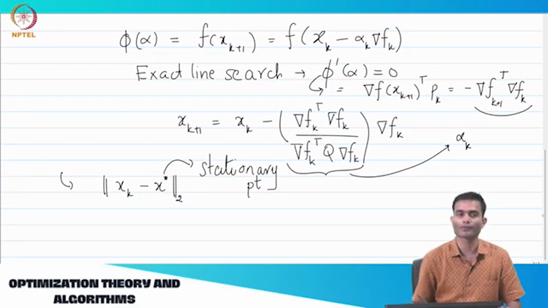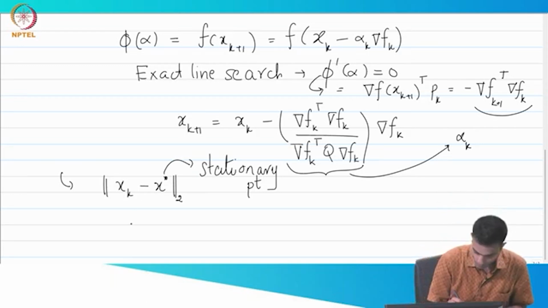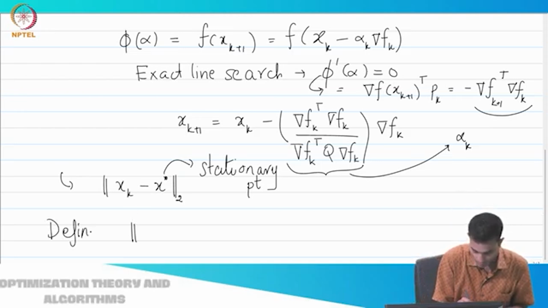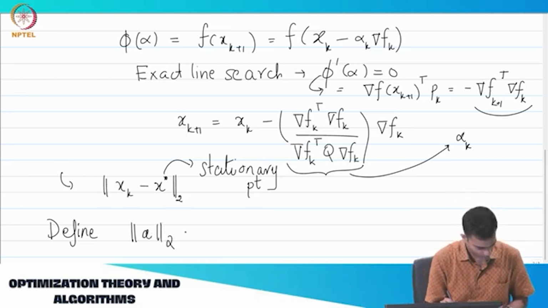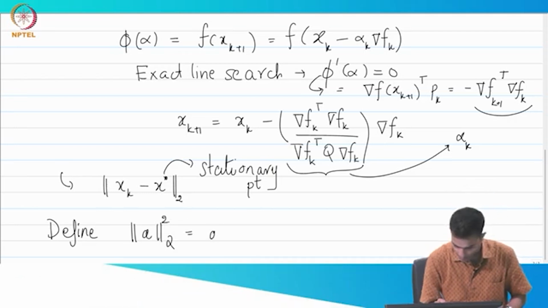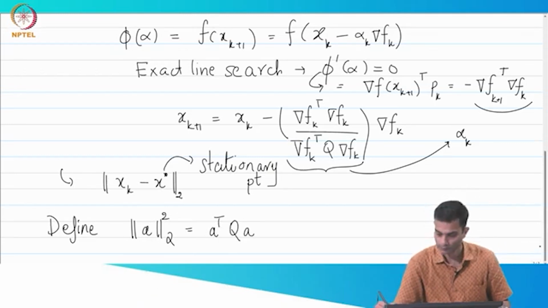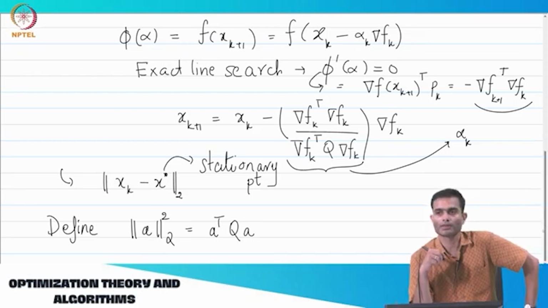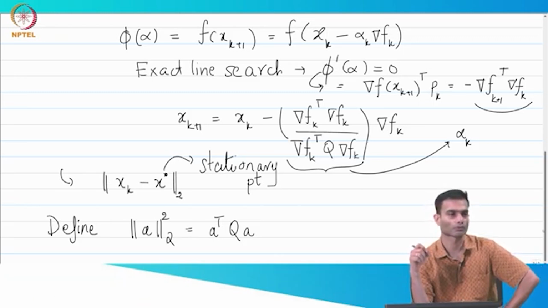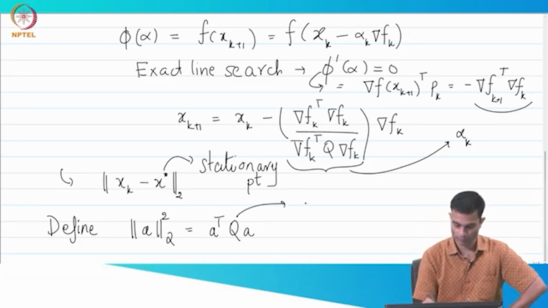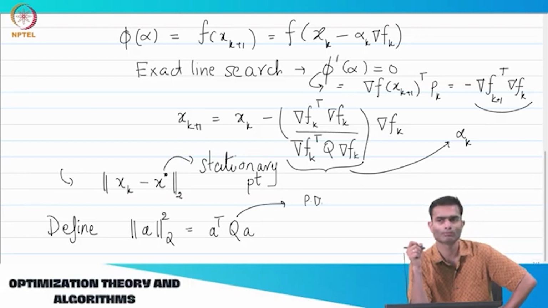Okay, so I'm going to give you a definition of a norm, and let's see if it is a norm. I'm going to define it in the following way: the norm of A, squared, is A transpose QA. Is this a legitimate norm? Q is the same Q from before, not some new Q. Q is positive definite. Obviously symmetric also.